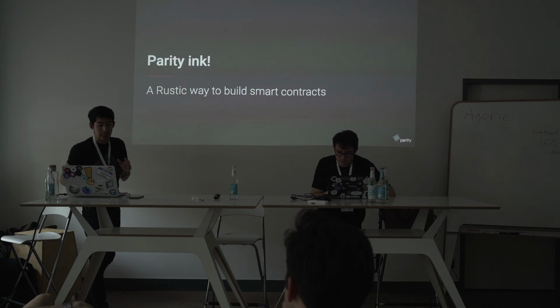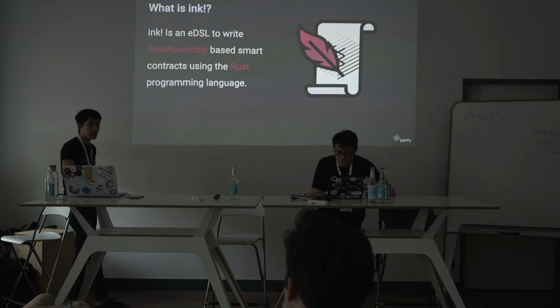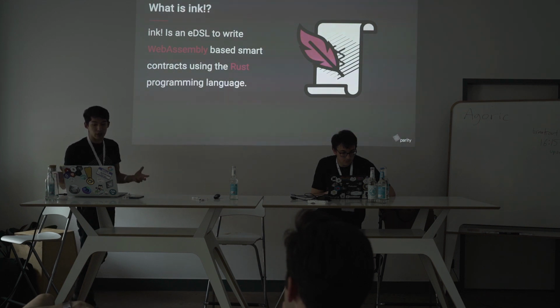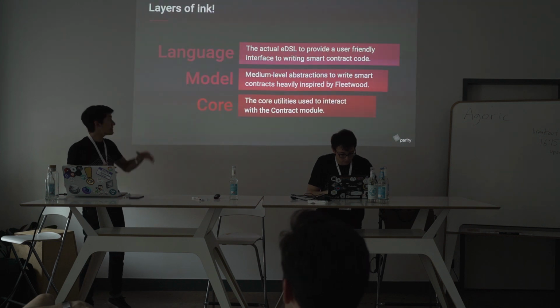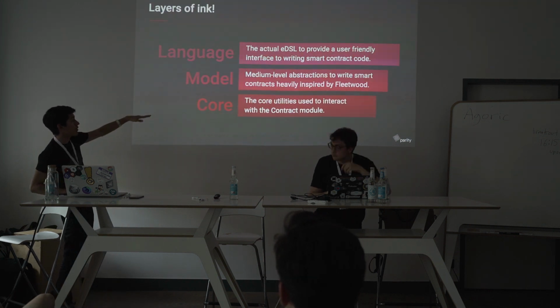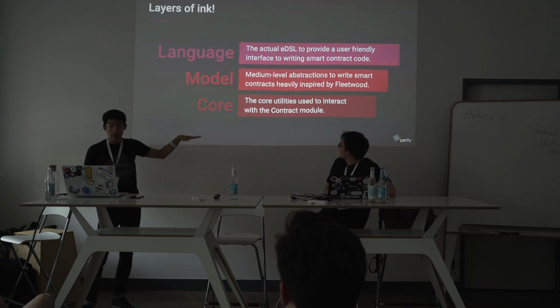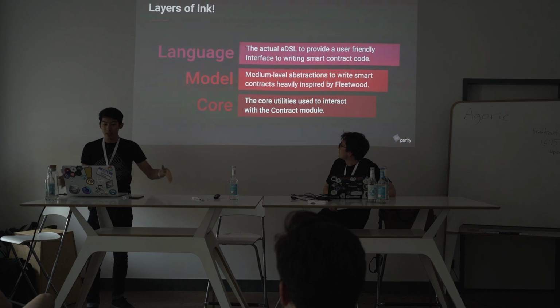So let's talk about Ink. Ink is a rustic way to build smart contracts. Basically, it is an EDSL, an embedded domain-specific language, to write WebAssembly-based smart contracts in the Rust programming language. It's broken up into 3 layers. At the bottom, there's this core, which is basically pure Rust, and defines the API between the contracts module and the actual language. So this is pure Rust.